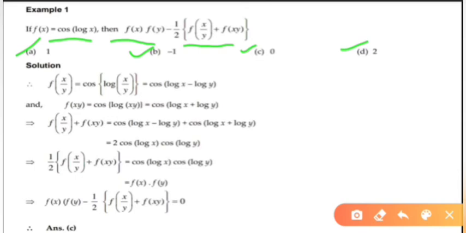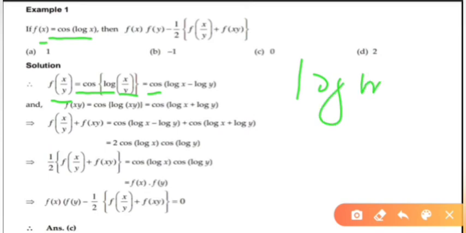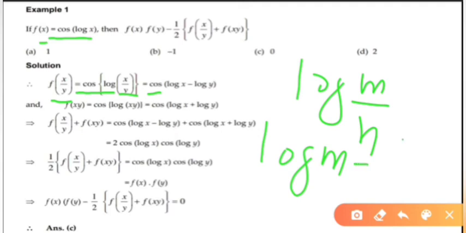First let us consider, as we know, f of x is cos log x. In place of x we are taking x by y, right? Just replacing x by y, it becomes cos log of x by y, which is equal to cos of log x by y. Log m by n is a property, right? Logarithm property: log m by n can be written as log m minus log n.